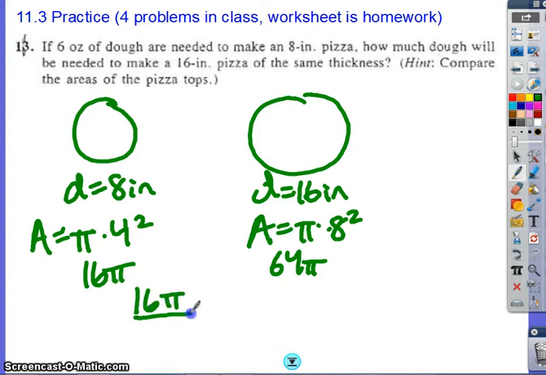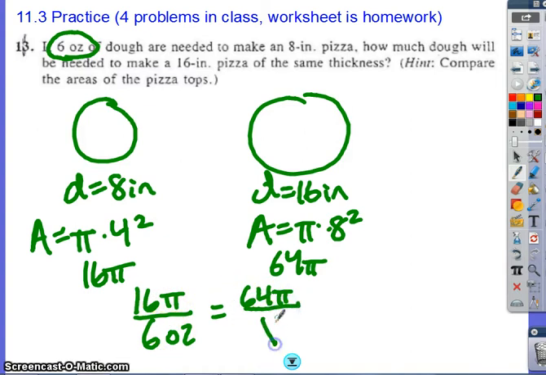I'm going to say that 16 pi is covering, now they told us that there were 6 ounces of dough here, so I'm going to do 6 ounces, and it doesn't matter which one you put on top and bottom, but keep these the same. So we did the area over the ounces, so I'm going to do the area here over the ounces, which is what we want to know, so I'll leave that as just x.